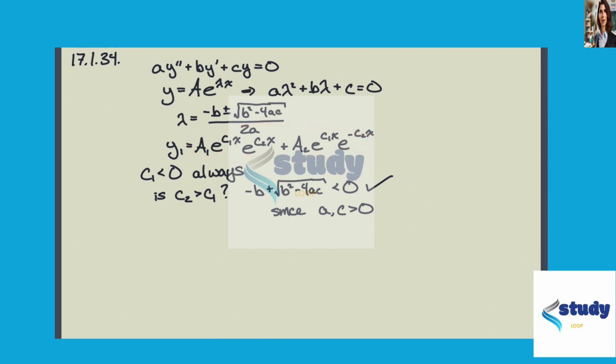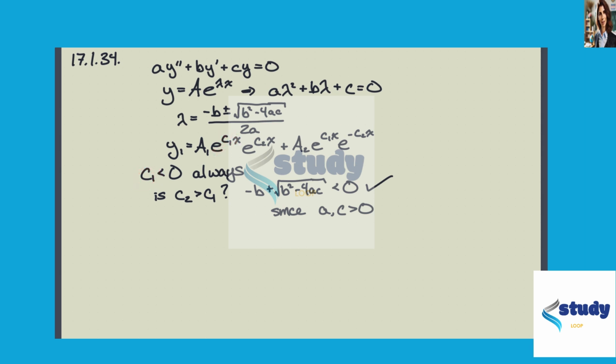Now, if this is a real number, we need this one here, C2, the plus sign, to be exponentially growing slower than the other is exponentially decaying, so that c1 plus c2 is negative. This one will always be decaying. C1 is always less than 0, we said.